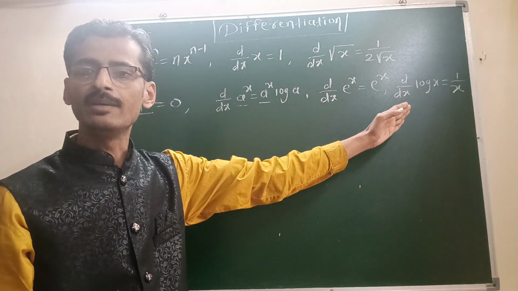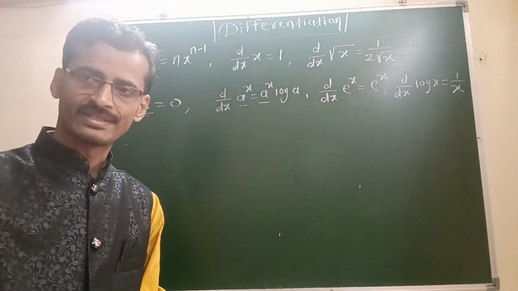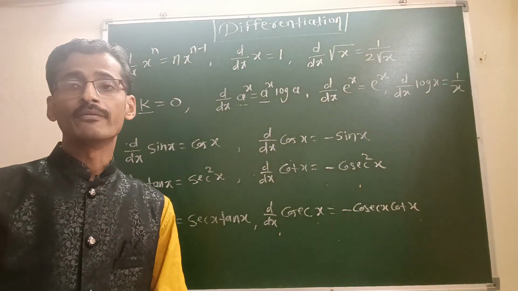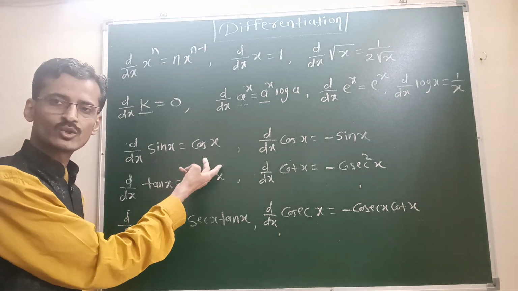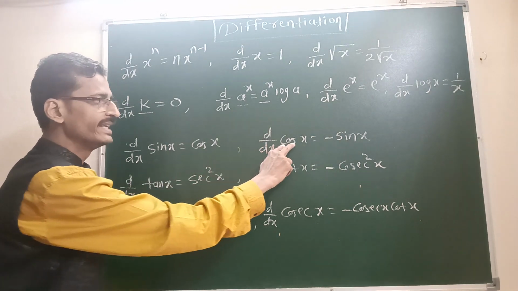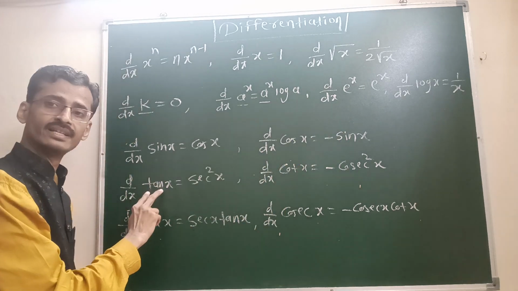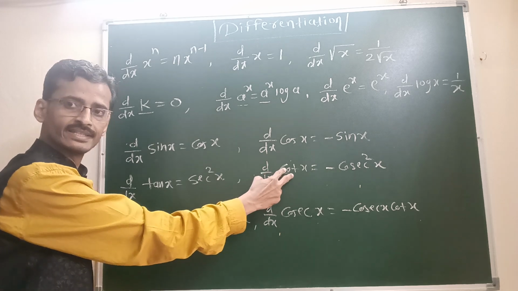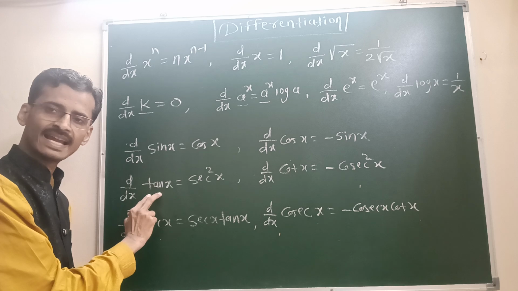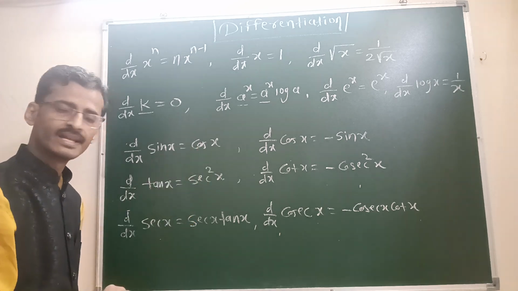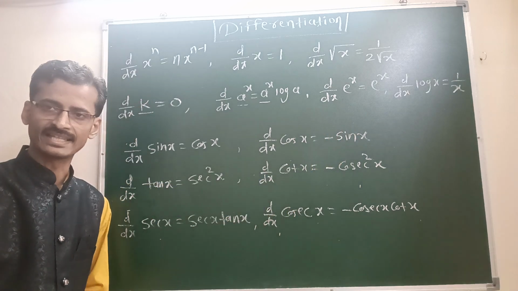Next is d/dx of log x, that is 1 upon x. Now the derivative of trigonometric functions. d/dx of sin x is cos x and d/dx of cos x is minus sin x. Next tan x and now cot x. See here the answer is what? Given in square. So d/dx of tan x is sec square x and d/dx of cot x is minus cosec square x.